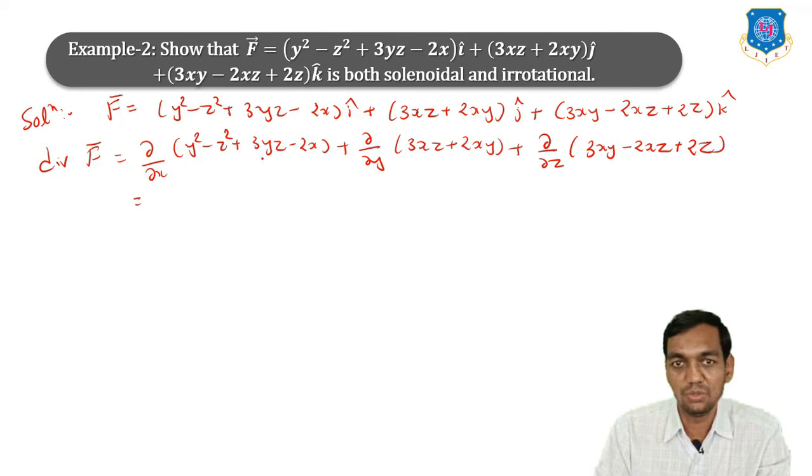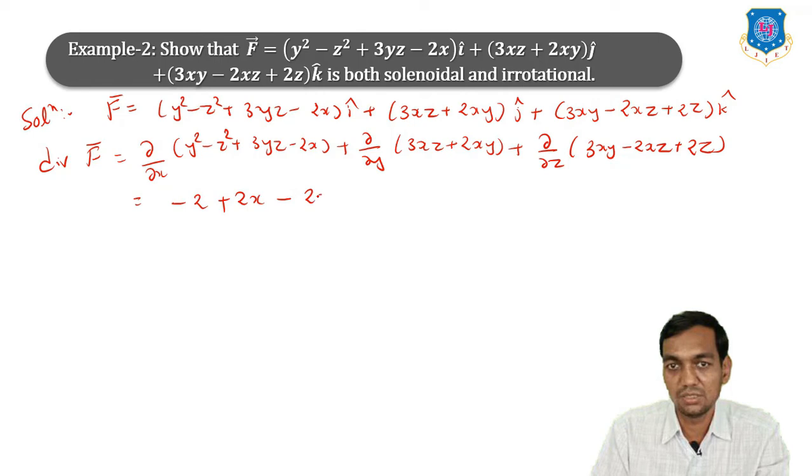So derivative with respect to x, this will be 0, this will be 0, this will be 0. Only derivative of minus 2x is minus 2. Now derivative of this term with respect to y, this term has derivative 0 and this term has derivative 2x. Now derivative with respect to z, this one is 0, this has derivative minus 2x and this has derivative plus 2. So minus 2x plus 2x, minus 2 plus 2 will be cancelled and you will get 0, and therefore divergence of f bar is 0, so f bar is solenoidal.